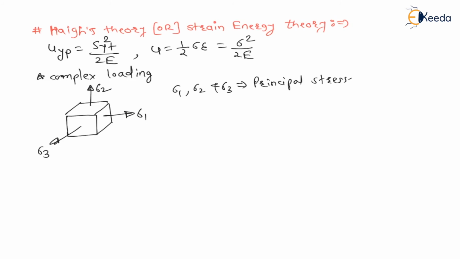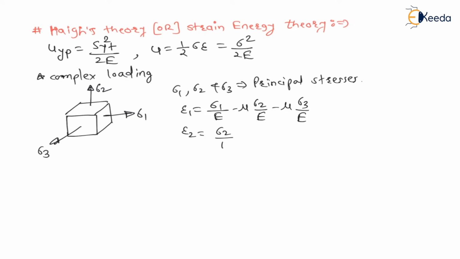Now for this three-dimensional loading, what will be the E1? Now E1 is nothing but sigma 1 by E minus mu sigma 2 by E minus mu sigma 3 by E, right? Again what is E2?